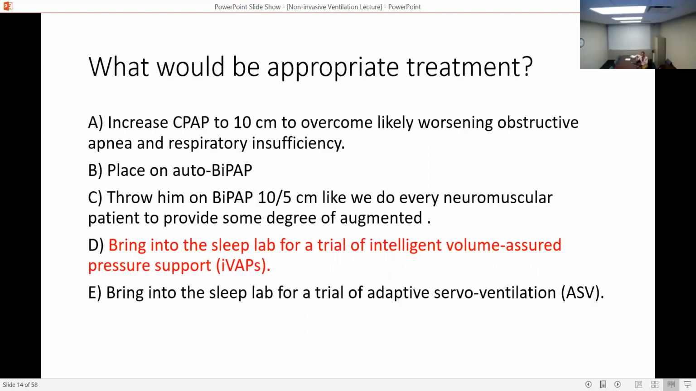And it can be important in patients with neuromuscular disease that's going to progress over time. If you just put this patient on BiPAP 10/5, that might give them an adequate tidal volume and minute ventilation for a while, but as their respiratory muscles become weaker, as their disease progresses, it's likely going to be inadequate. So with this volume assured pressure support mode, it actually compensates for that progression over time.